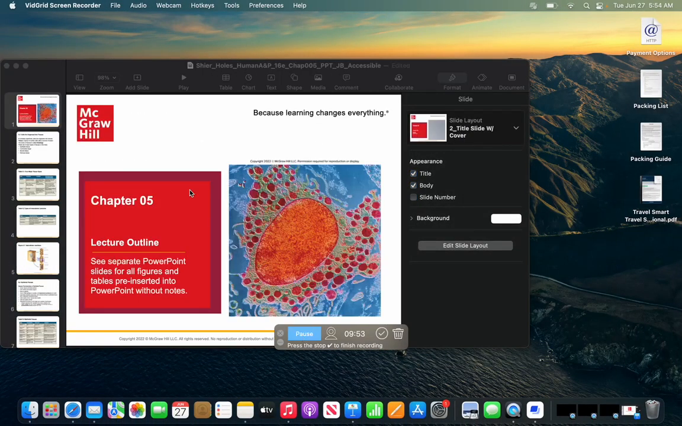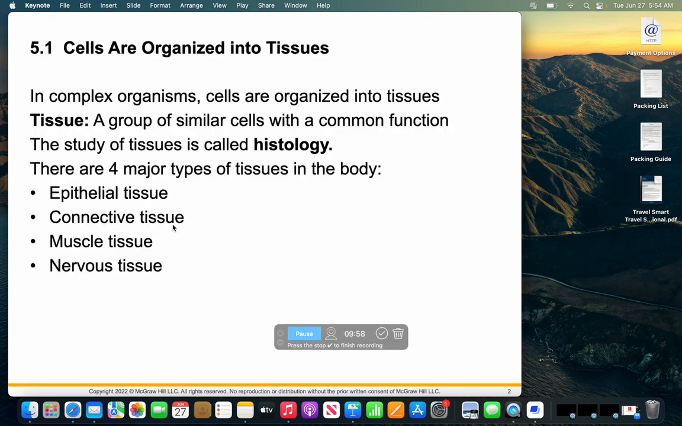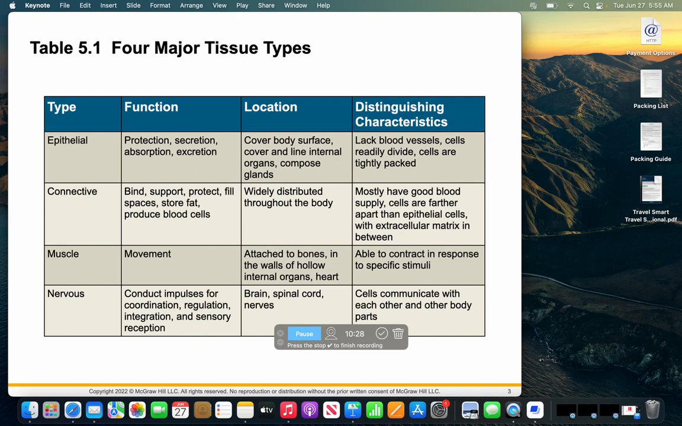So our Chapter 5 was about tissue. And we know that tissues are groups of cells that work together for a common function. And the study of that is histology. We learned that there are 4 major types of tissues in the body: epithelial, which lines and covers things; connective tissue, found all over the body; muscle tissue for movement through contraction; and nervous tissue to communicate with other cells and respond to the environment. And so here are those 4 major tissue types.